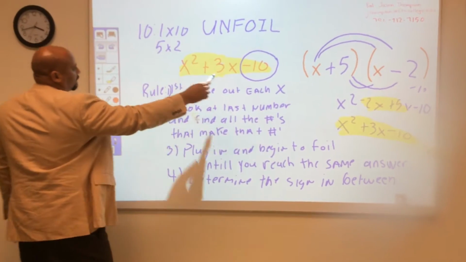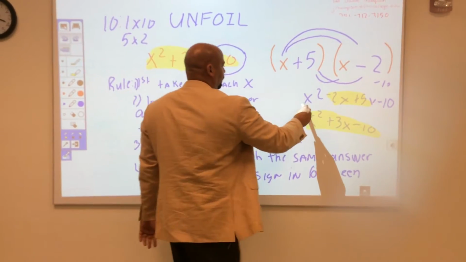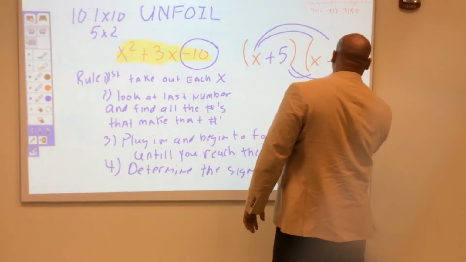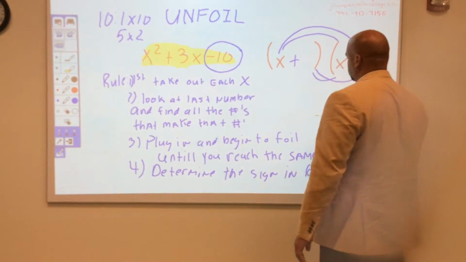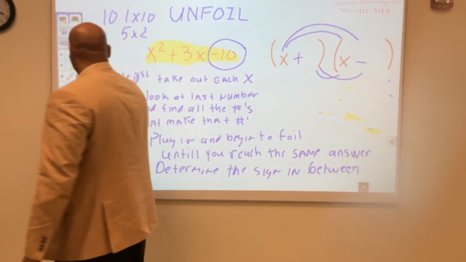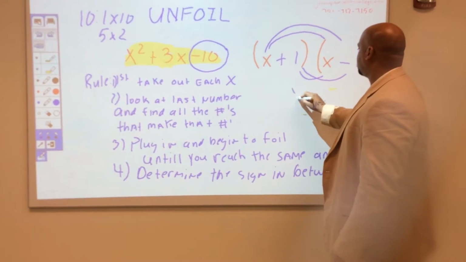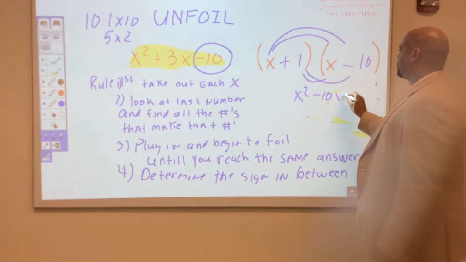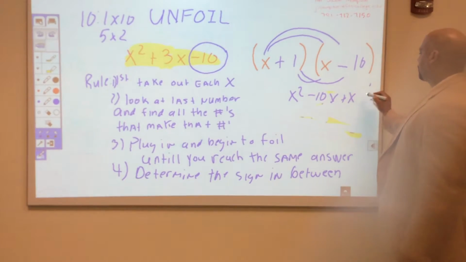Now you can try 1 and 10 here, but 1 and 10 won't work. But we can try it now and work it out. Let's try 1 and 10 and see how that looks. I'll choose 1 and 10 and place them here. And I FOIL: x times x is still x squared again. x times -10 is -10x. x times 1 is plus 1x, or just x. And then 1 times -10 is -10.